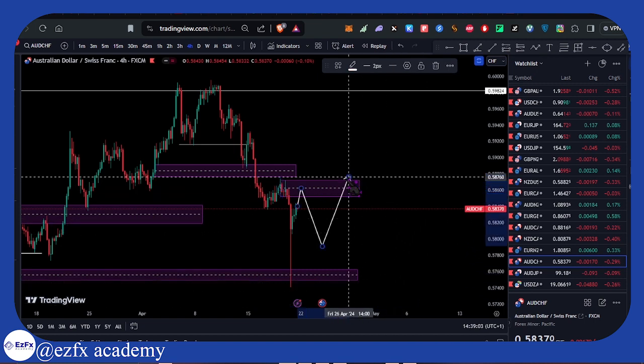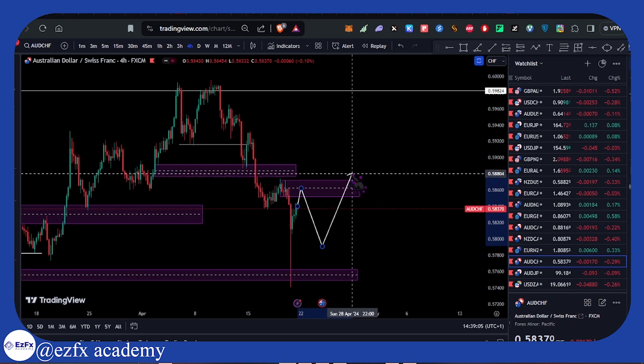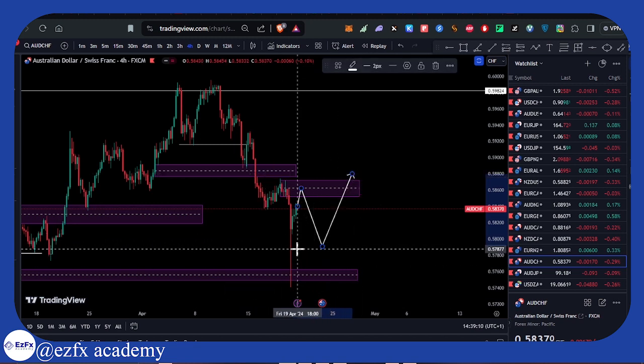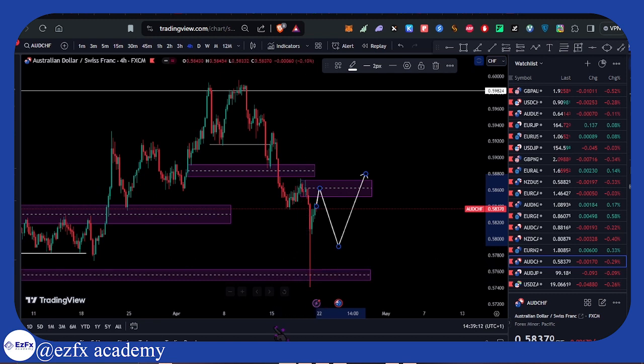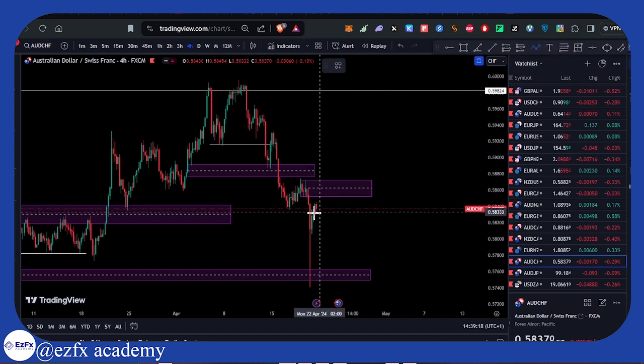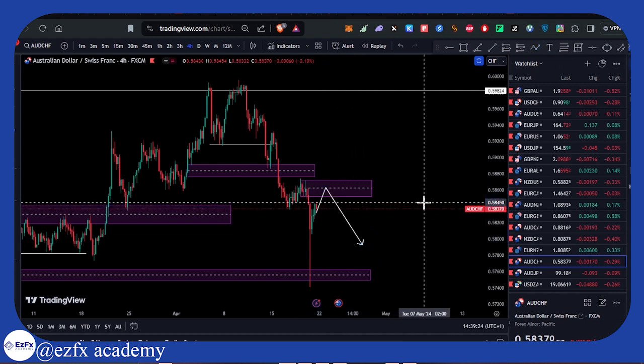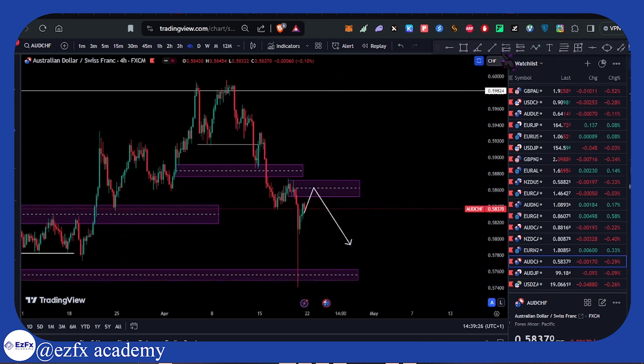Then we get to see price get rejected from there, before it comes into a strong enough demand order block and we get to see price push up. But for the meantime, I should probably relabel this. I'm not exactly sure about the number of moves the market will make, or how strong those moves would be, but this is a more preferable way to look at it for the meantime. So buy to sell on AUD CHF.